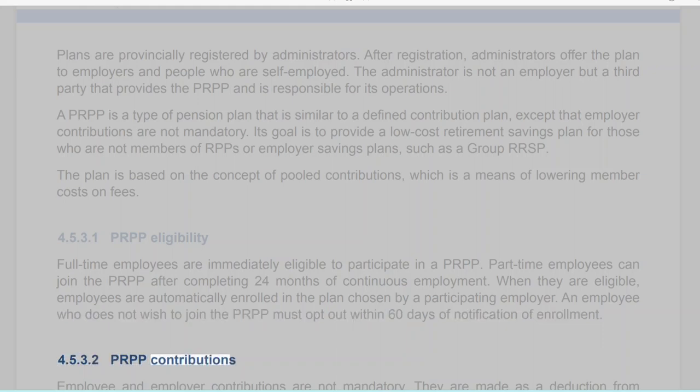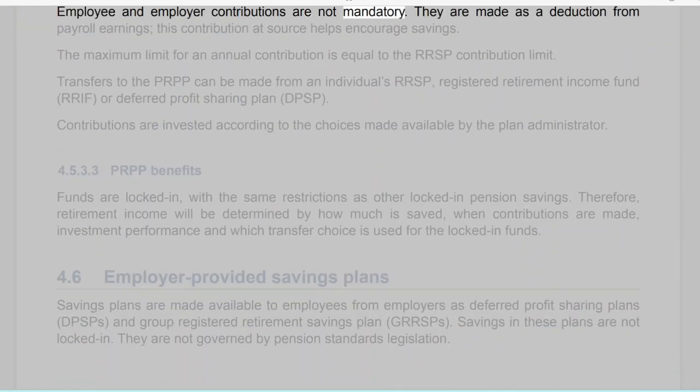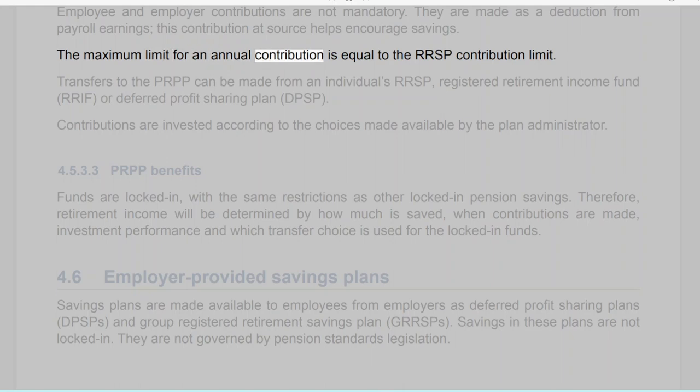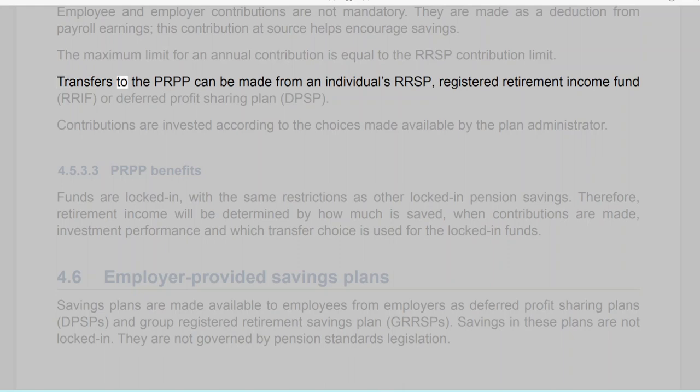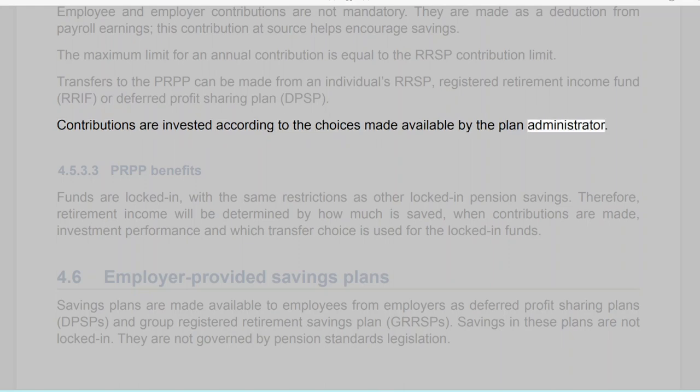4.5.3.2 PRPP contributions. Employee and employer contributions are not mandatory. They are made as a deduction from payroll earnings. This contribution at source helps encourage savings. The maximum limit for an annual contribution is equal to the RRSP contribution limit. Transfers to the PRPP can be made from an individual's RRSP, Registered Retirement Income Fund, RRIF, or Deferred Profit Sharing Plan, DPSP. Contributions are invested according to the choices made available by the plan administrator.